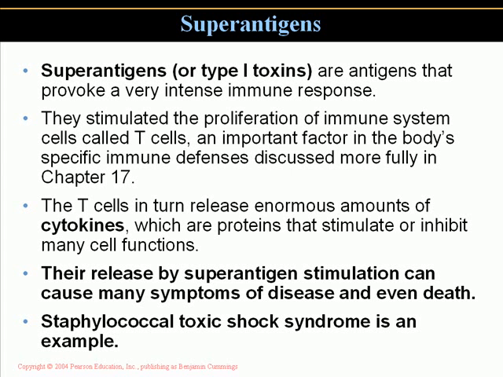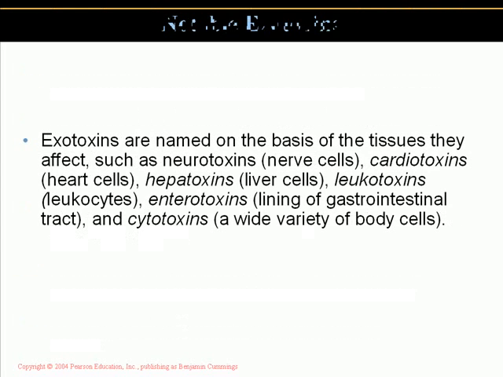The T cells, in turn, will release an enormous amount of cytokines, and we'll talk about those more when we get into chapter 17. Cytokines are proteins that stimulate or inhibit many cell functions. They're released by superantigens. Stimulation can cause many symptoms of disease and even death. Staphylococcal toxic shock syndrome was an example of that. We don't see toxic shock syndrome as often anymore, but certainly notable exotoxins are produced there.